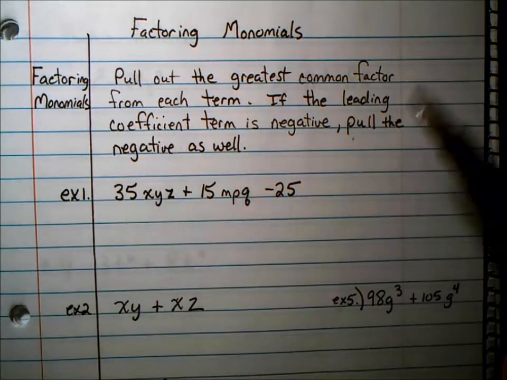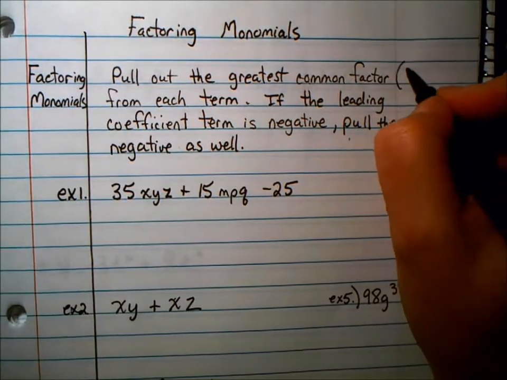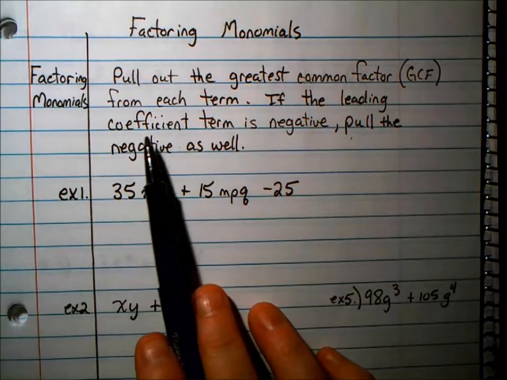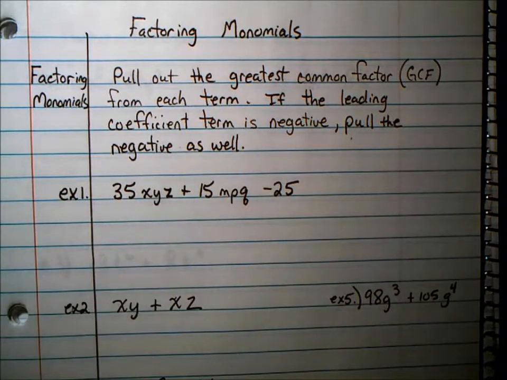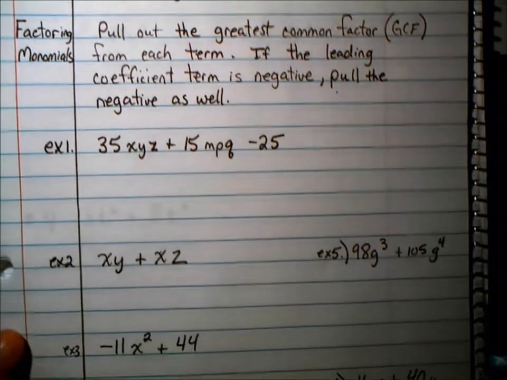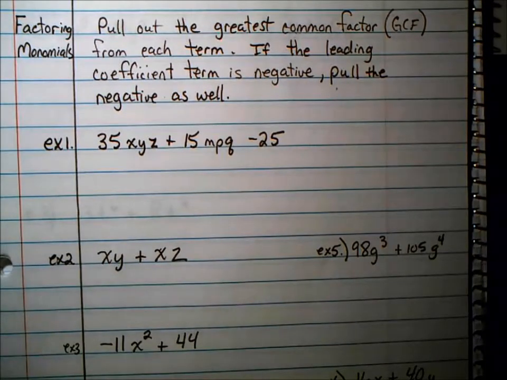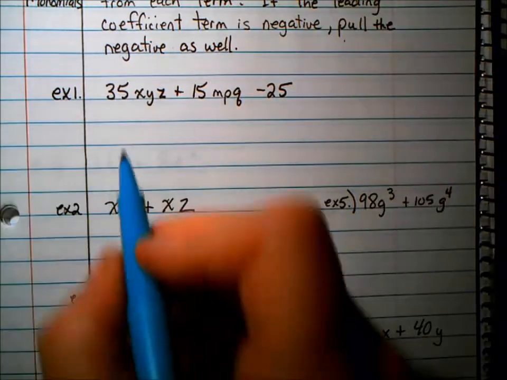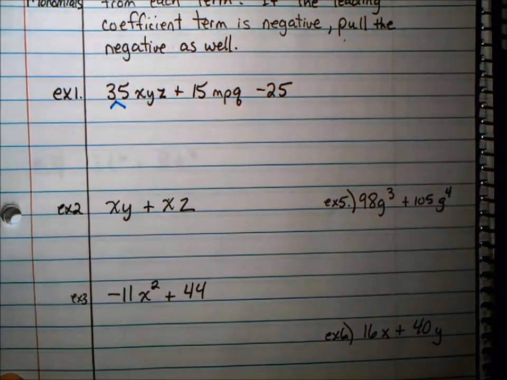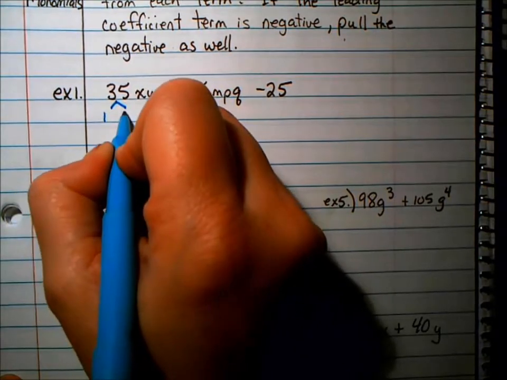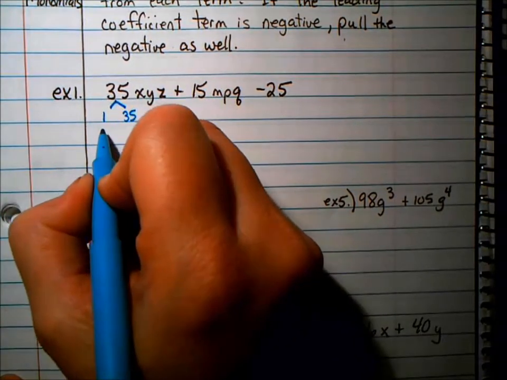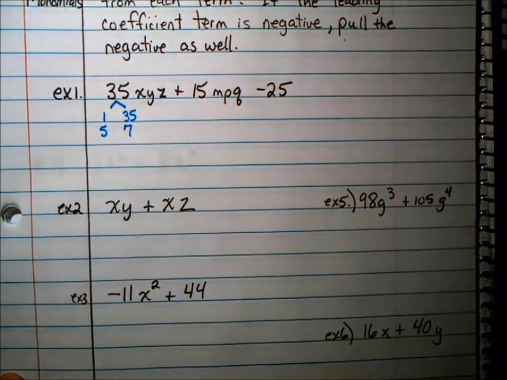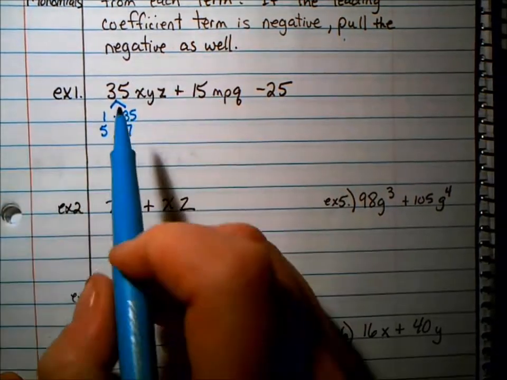Factoring says to pull out the greatest common factor, that usually you know is the GCF, from each term, and then if the leading coefficient is negative, you got to pull it out front. So if I take the first one, this can be confusing, so watch very closely, because we've got to find all the factors that go into each one. So it's like 35. If I multiply 1 times 35, I get 35. If I multiply 5 times 7, I'm back at 35 as well. Remember, this is a multiplication that is taking place to get back to 35.